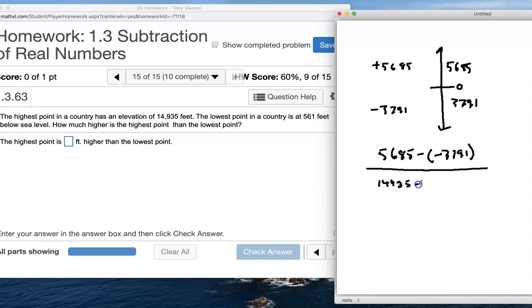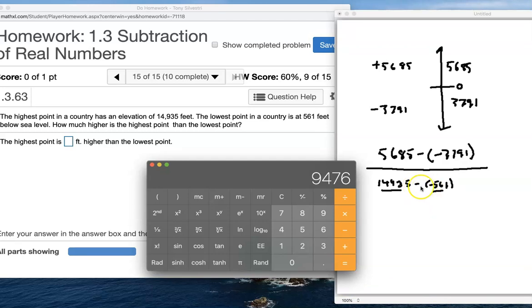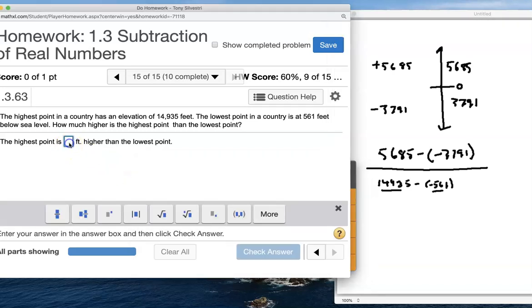Okay, so the highest point is 14,935, and the lowest point would be negative 561. You subtract their positions, and so then you would take your calculator and recognize that you're adding those values. 14,935 plus 561 should be 14,996.